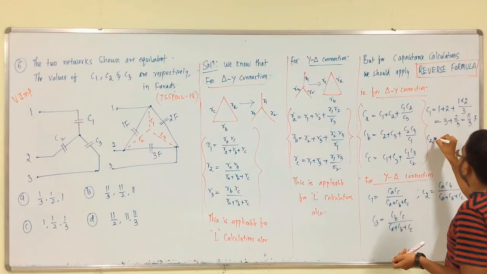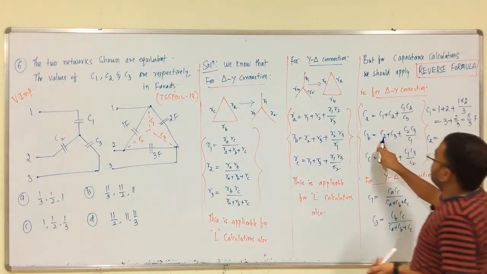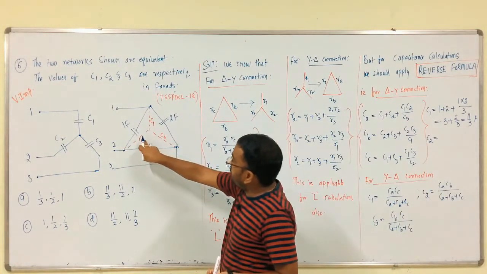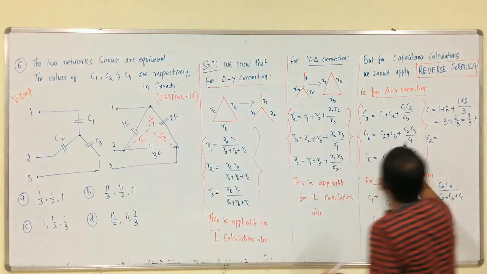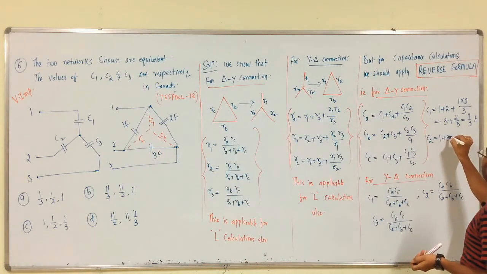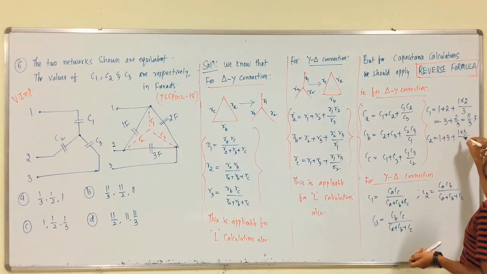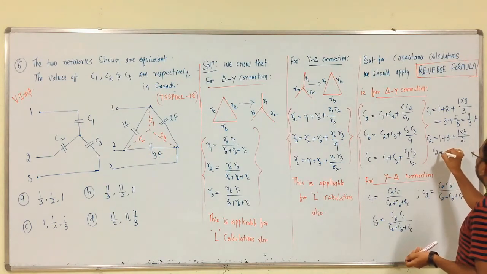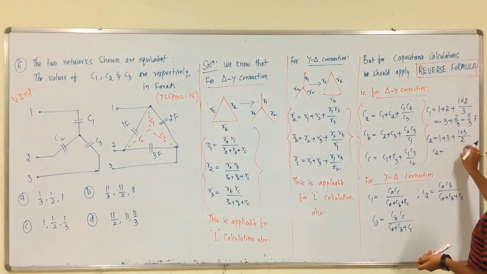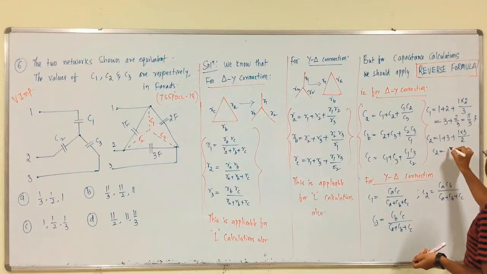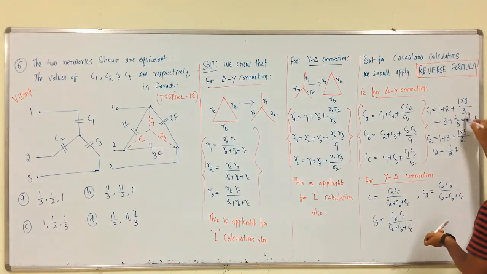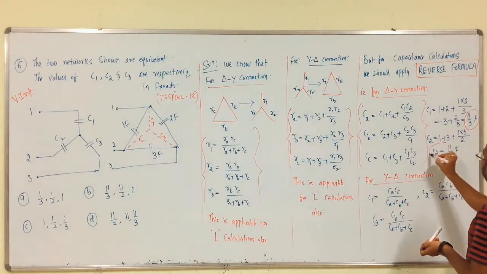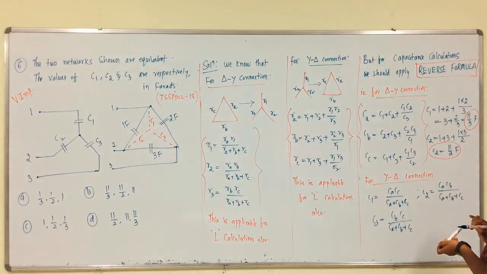Coming to C2, C2 is present between what? 1 farad, 3 farad. That is 1 plus 3 plus 1 into 3 by 2. So, which is equal to what? 4 plus 3 by 2, that is 11 by 2 farad. C2 is 11 by 2 farad.